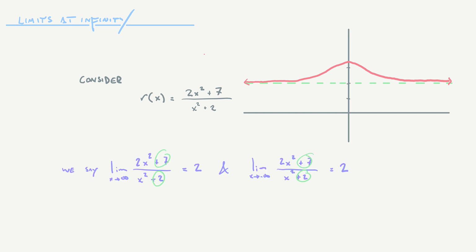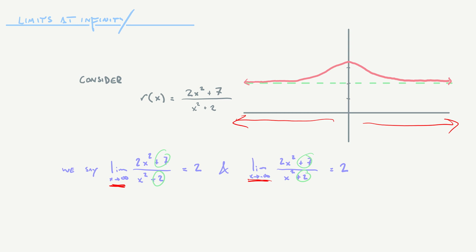Overall, what happens is that this graph approaches 2 as x gets really, really small, approaches negative infinity, and also as x gets really, really big. The reason why is because when you're looking at x approaching infinity or x approaching negative infinity, these constants that I've circled, the plus 7 and the plus 2, start to become really meaningless.